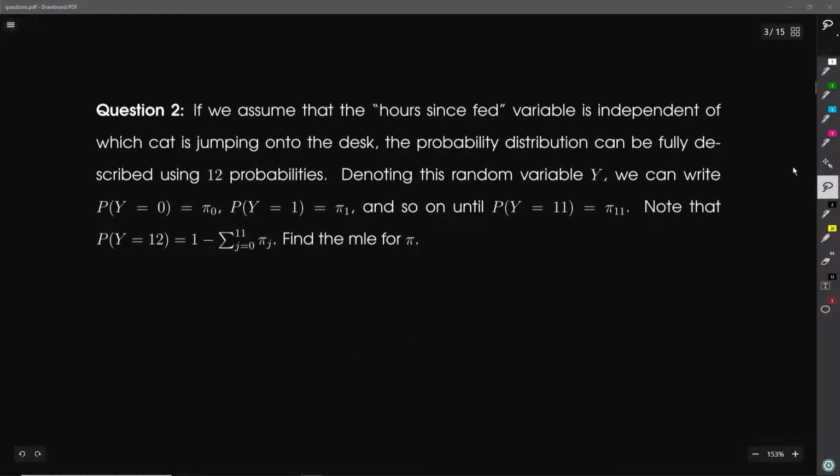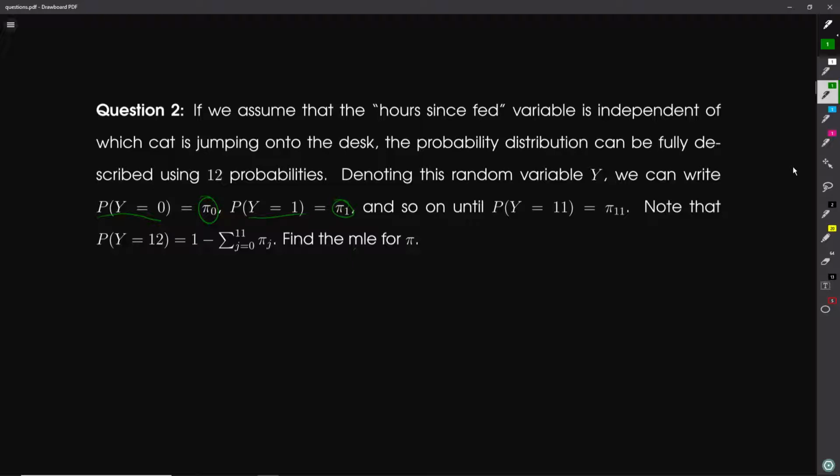Okay, so taking a look at question 2, we have a question that's actually kind of similar to question 1. So ultimately in this question, we want to find the MLE for this parameter pi, and pi here represents the probability that this random variable y is equal to some value. So pi 0 is the probability that y equals 0, and pi 1 is the probability that y equals 1, and so on.